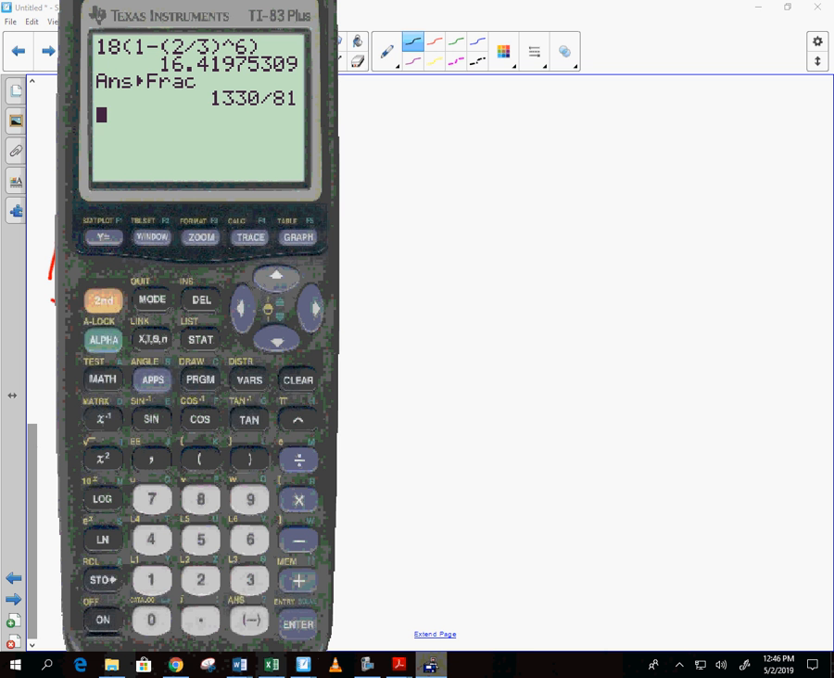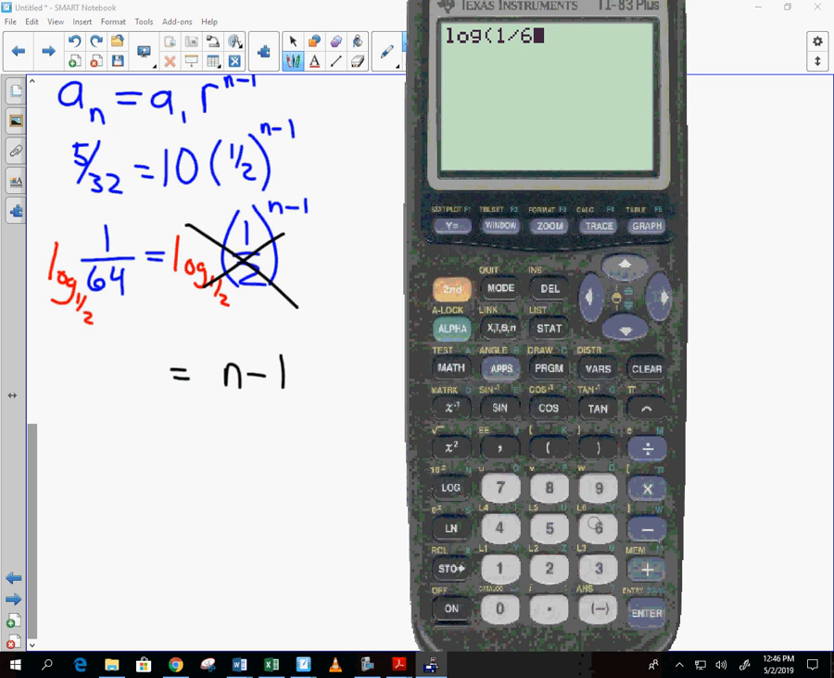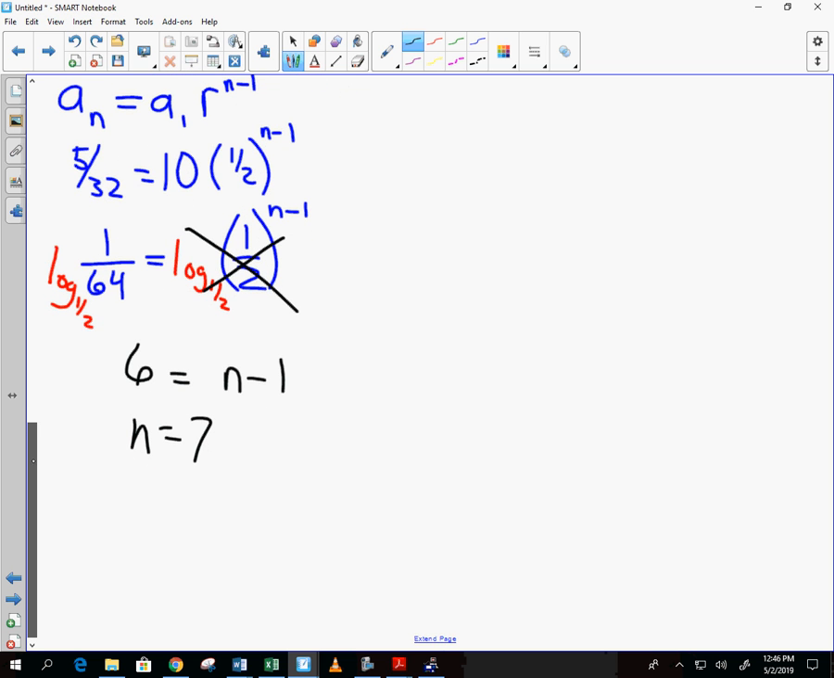How do we plug that into our calculator? Do you remember that? Log of 1/64 divided by log of 1/2. And we get 6. So what is n? 7. N is 7.